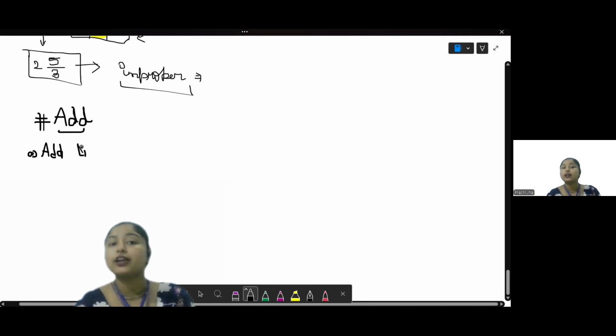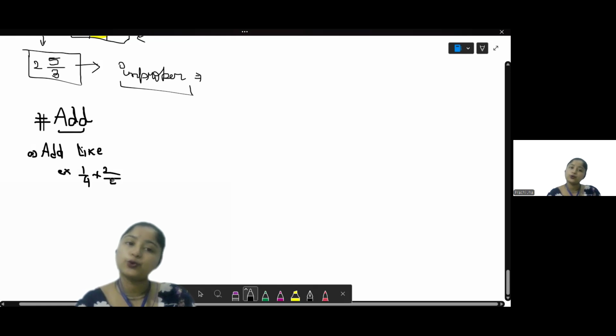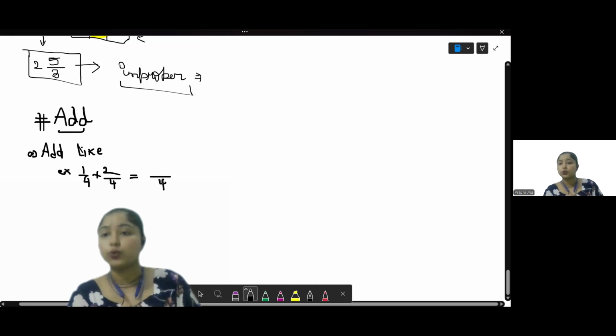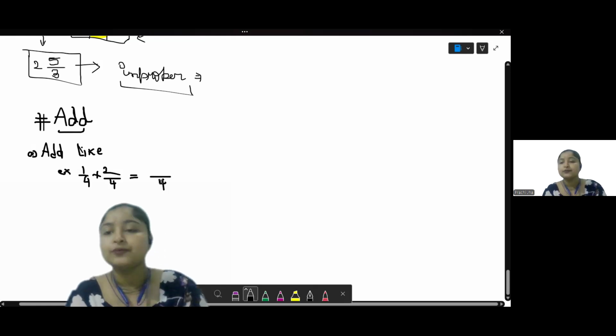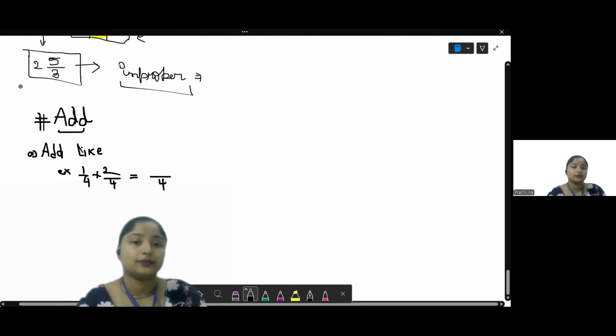So like fractions are those fractions whose denominators are the same, right? For example, let's say we have these two fractions, 1 over 4 and 2 over 4. So how much is going to be the answer? In this case, you don't have to do anything. The denominator will remain the same. It will be 4 only. Remember, this is not going to be 8 because the total portion is 4 only, right?